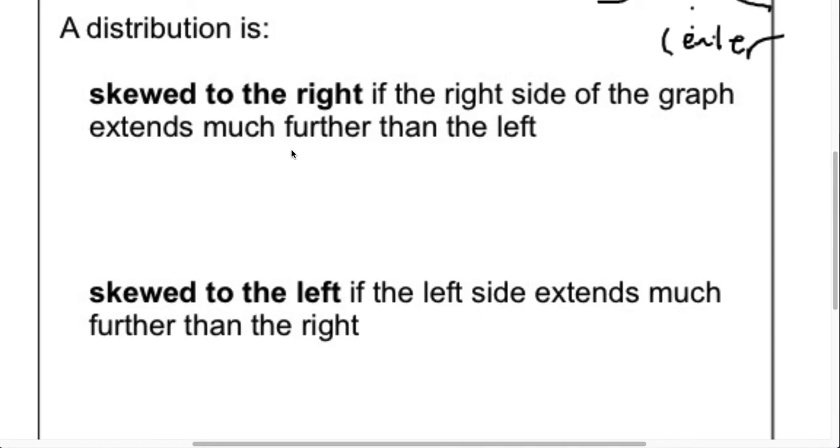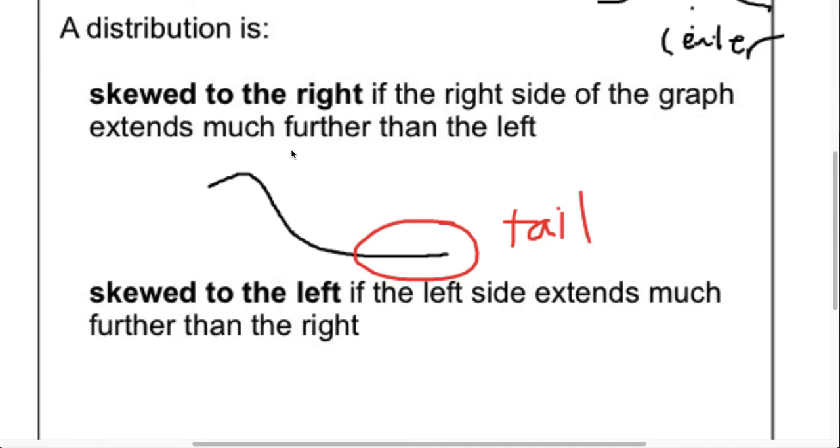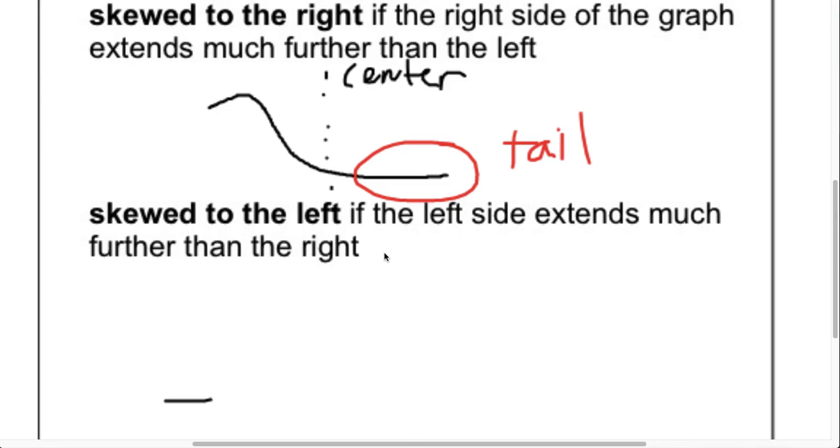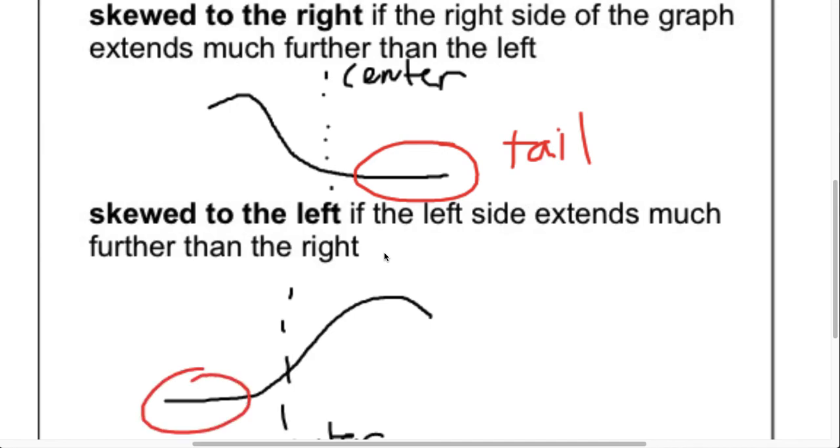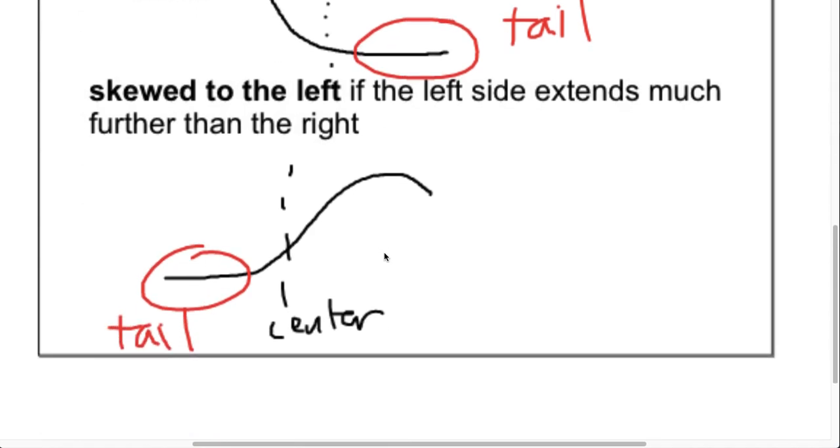But a distribution is skewed to the right if the right side has what we call a tail. Okay? So if this is the center of the data, a lot of the data falls on the left side, but we actually say it's skewed to the right because that's where the tail is. And vice versa. Now, if this is the center, here's my tail. And so this is skewed left. Oops, this is skewed left because that's where the tail is.